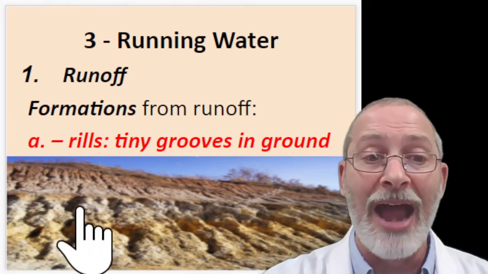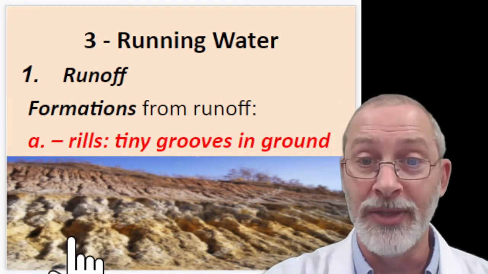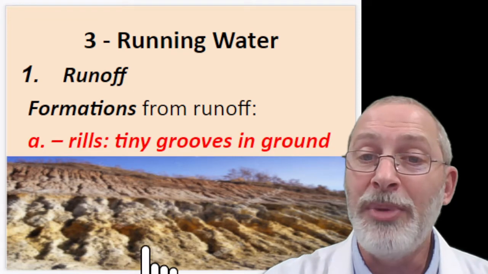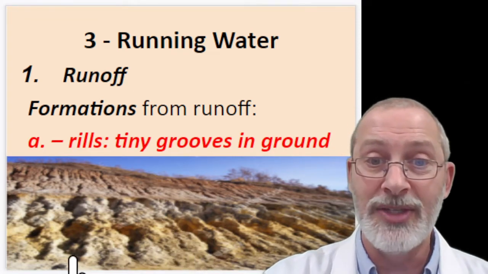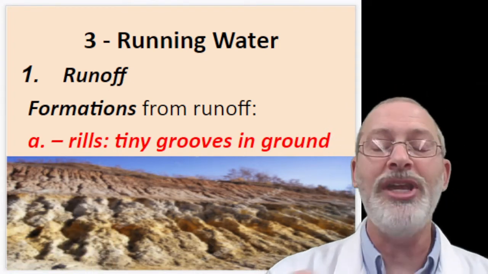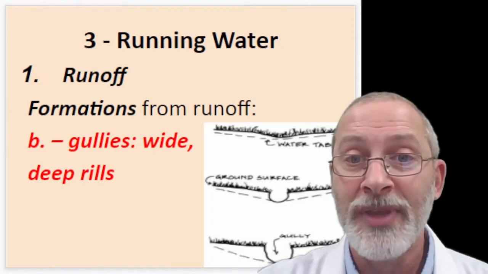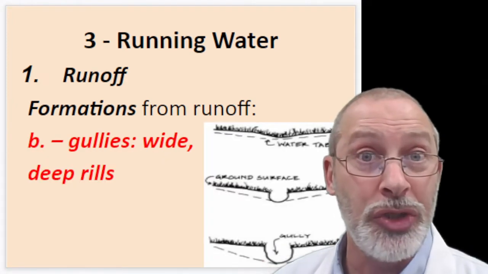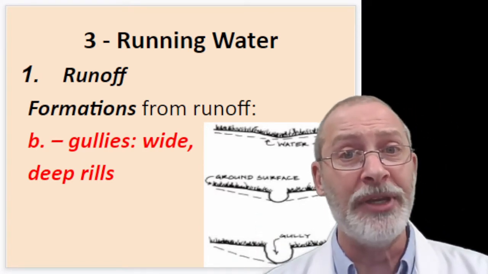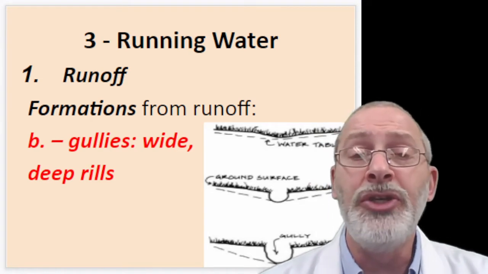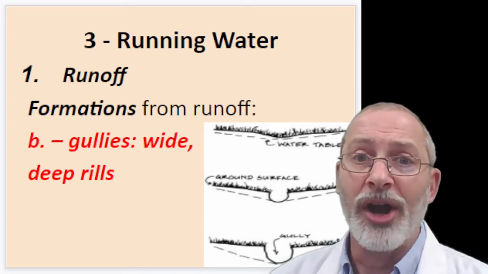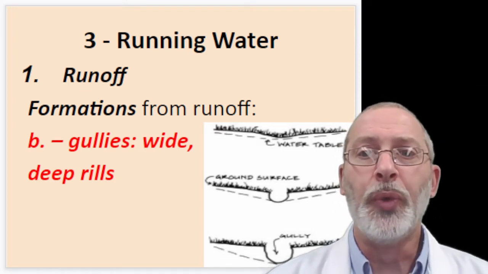As they do, they're going to carry little particles with them, sediments. And as they carry the particles downhill, they're going to be eroding those particles, depositing them on the bottom of the slope, but eroding them upstream, creating what we call rills. Now, if those rills continue to grow in size and become deeper and deeper, they could develop into what are called gullies. Gullies, very simply, are wide, deep rills.